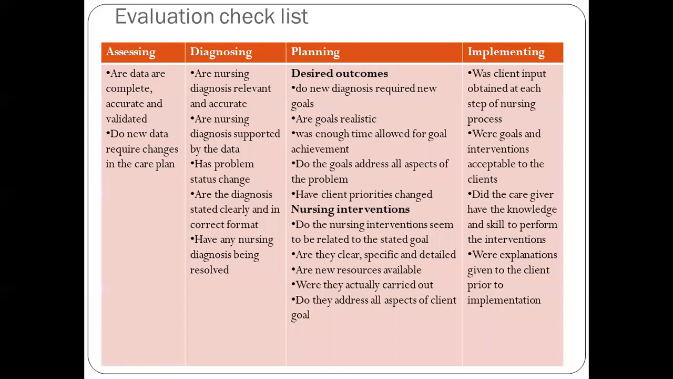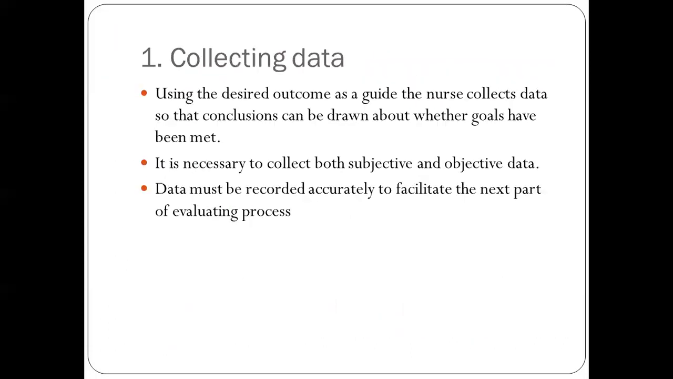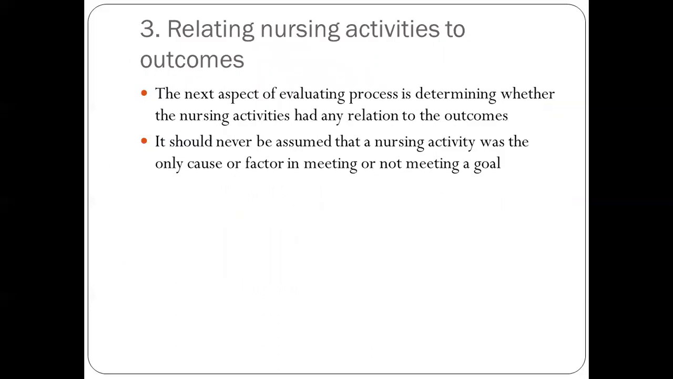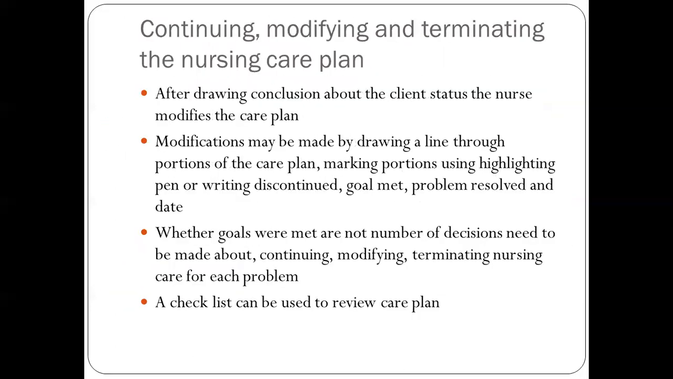So what are the 5 steps? You are collecting the data, you are comparing the data with the outcomes, you are relating the nursing activities to the outcomes, you are drawing the conclusions, and then you are continuing, modifying and terminating the nursing care plan.